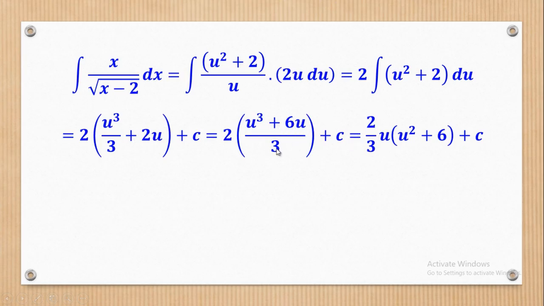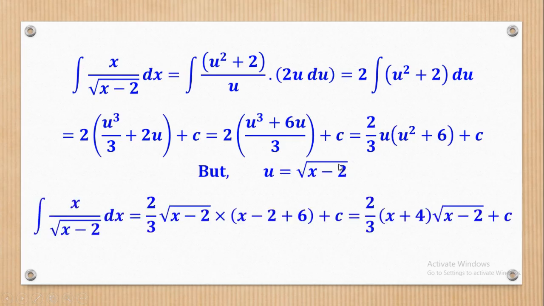In the end, when I pull this one outside, I'll come up with 2 over 3. Then also here, there's a common factor u. I'll pull it outside to get 2 over 3u. In brackets, I'll remain with u squared plus 6. Don't forget the constant of integration. But remember, we are the ones who introduced the u, so you have to again eliminate it. So I have to remember that u is equal to square root of x minus 2.